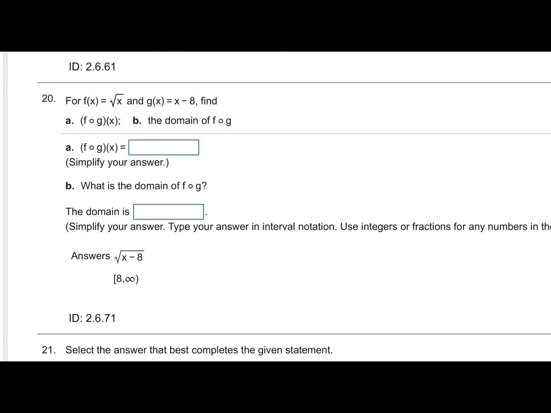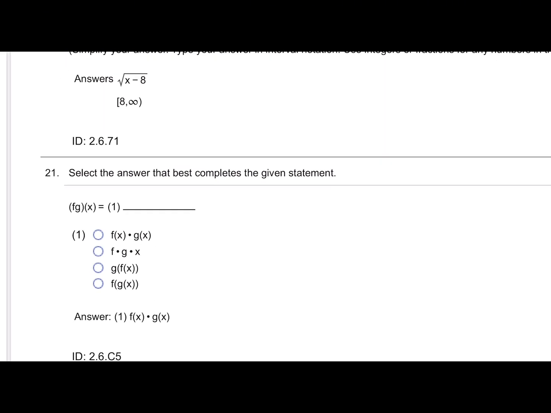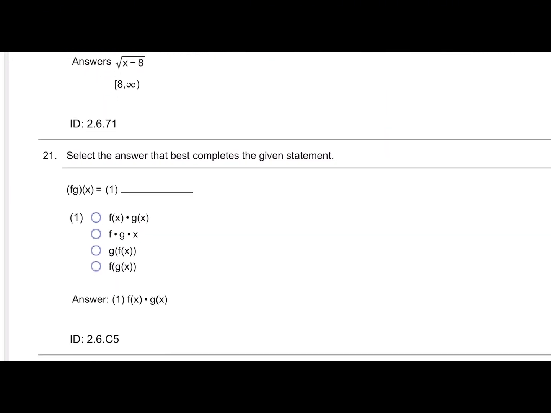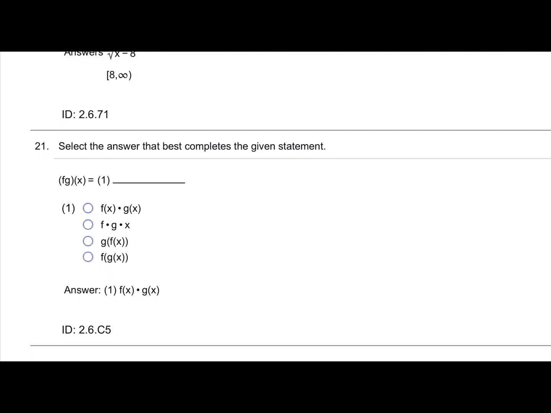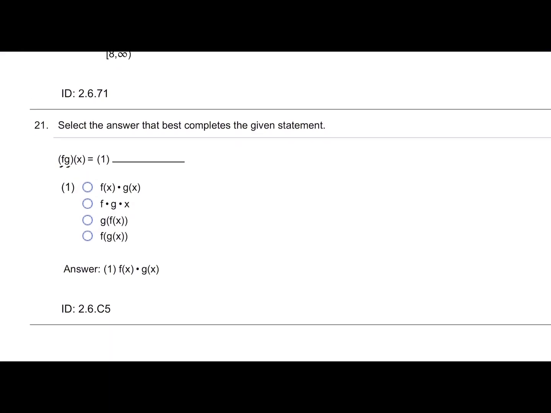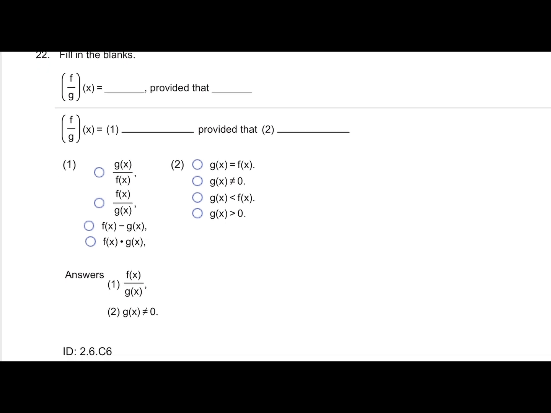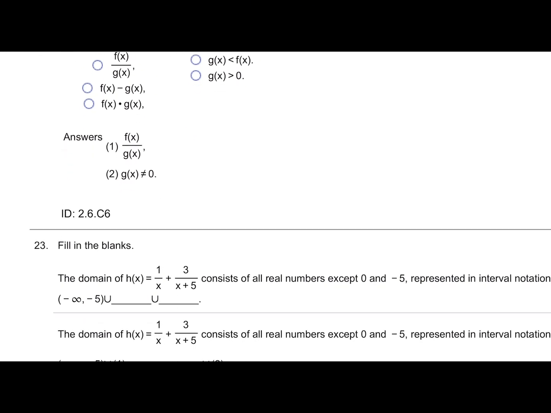And then there's another one just like it. It's just to give you a lot of practice. And then for this one, it says select the answer that best completes the given statement. So you are just going to take the function of f and multiply it to g. Okay, so it's number 1. Similar here. I'll let you figure that one out.